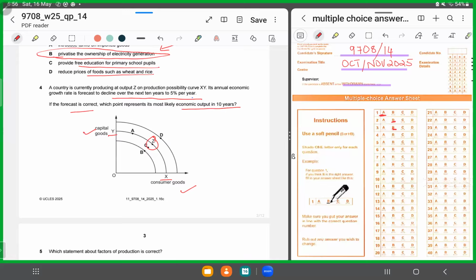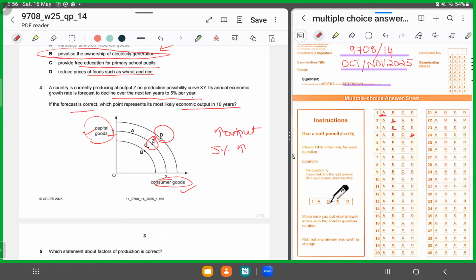So now see, it is growing at a 5% rate. It's not that the economy won't grow. So growth means what? An increase in the productive capacity, an increase in the output of both capital and consumer goods. Hence, the economy would move to point D. Because even though the growth rate might be falling, it's still positive. And that means what? That means the economy is going to produce more output of each type of goods. There would be an increase in output. Hence, for 4, we'll shade in D.